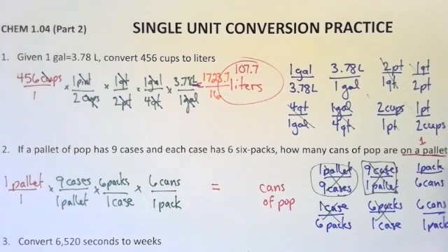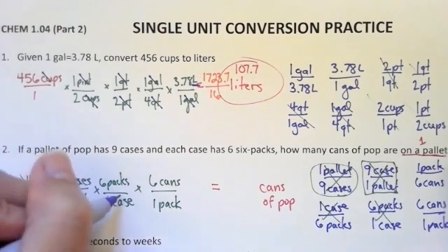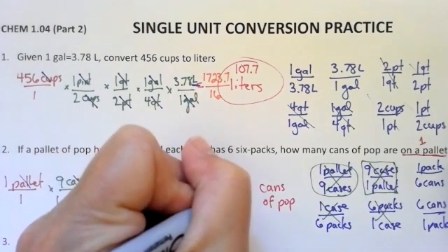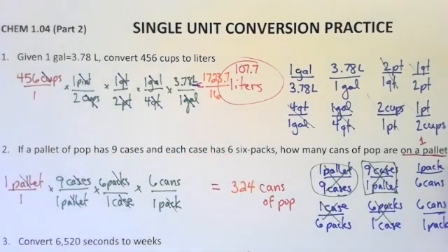When I cancel my units, I go pallet, pallet, case, case, pack, pack. When I multiply across the top, I take 9 times 6 times 6, and that's going to be 324 cans of pop. And on the bottom, it's just 1 all the way across.